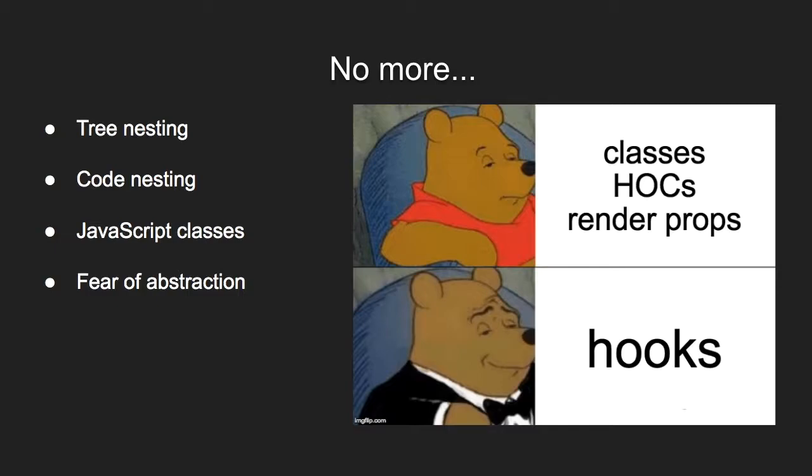This means you're not going to have any more overly nested component trees, or overly nested code. You're not going to have classes and all their weird lint rules. And hopefully, over time, as you become more comfortable with hooks, your fear of abstraction is going to go away. Because now if I want to isolate some state or some logic, I can just do that using hooks. React was all about components as building blocks. Now with hooks, we can do logic as building blocks. So the equation has been completed, and you can go from this sad-looking guy to this.